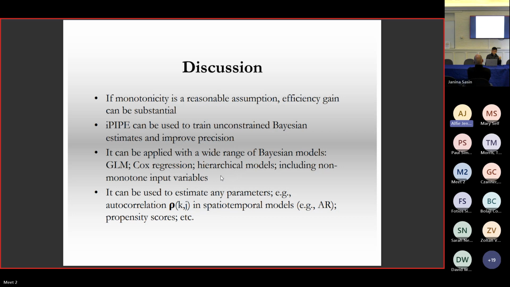And as long as we can use it to train the unconstrained Bayesian method, we can use IPipe with those models. And so it's really broad. And in most examples I've illustrated, we're interested in estimating the mean, right? So the response rate, the cancer rate, but it can actually be applied to model other parameters such as autocorrelation in the context of an autoregressive model, because we know that under the autocorrelation, rho would decrease as two points get farther apart, right? So this is a monotone assumption we can make. So IPipe can be used to estimate those parameters.